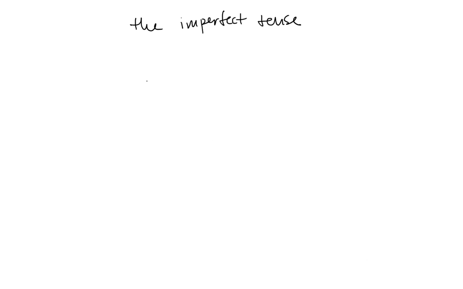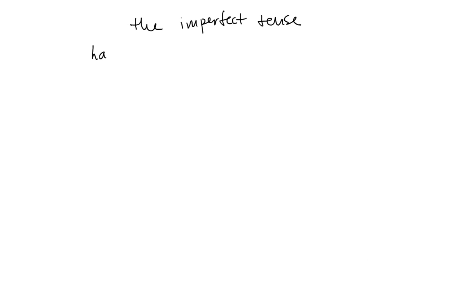Today we will look at the imperfect tense in Spanish. Okay, the imperfect tense, that is the continuous past or the habitual past tense. Okay, to conjugate verbs in the imperfect tense, it's actually one of the most regular of all tenses.